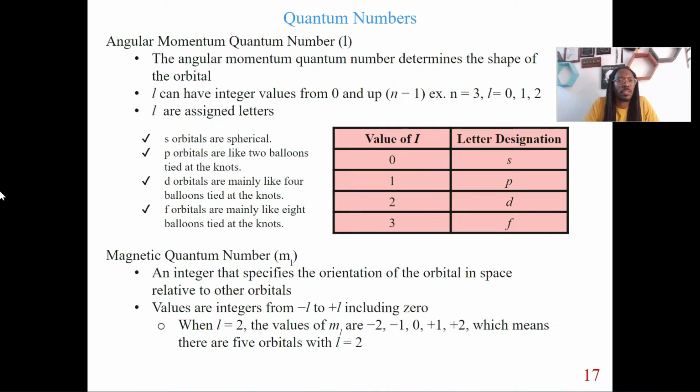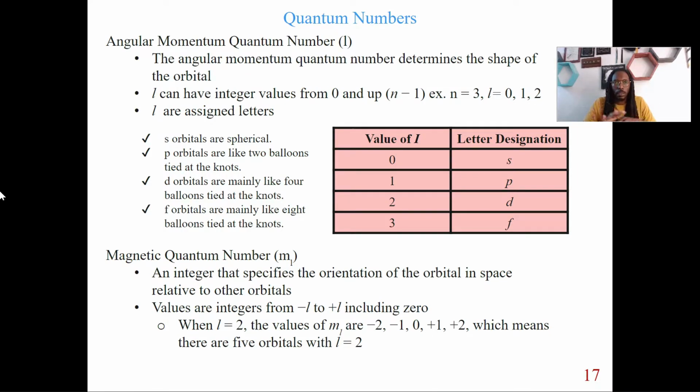The next quantum number is the angular momentum quantum number, or L. This number tells me the shape of my orbital. To find L, we take N, the principal quantum number, minus 1. Simple as that. So if I have an N of 3, then 3 minus 1 is going to be 2.